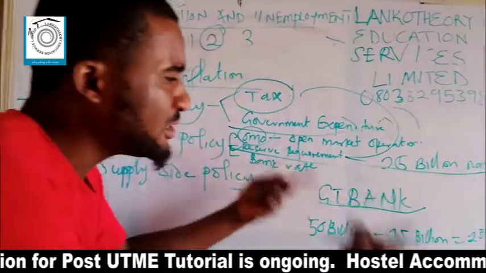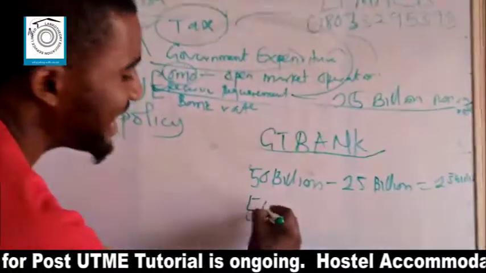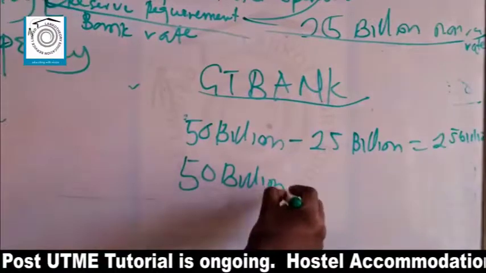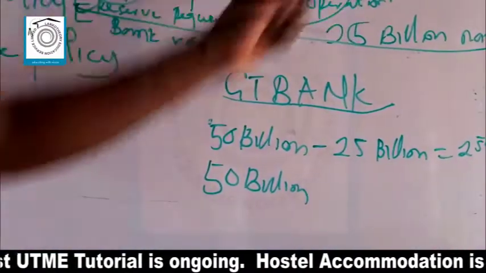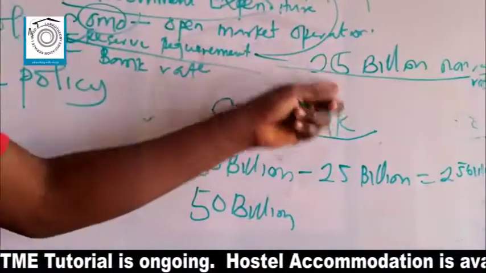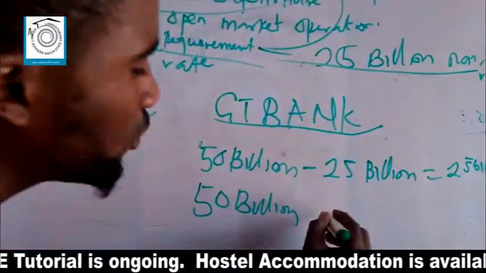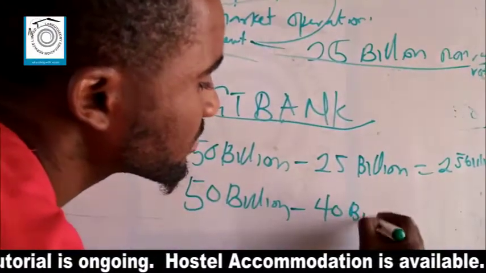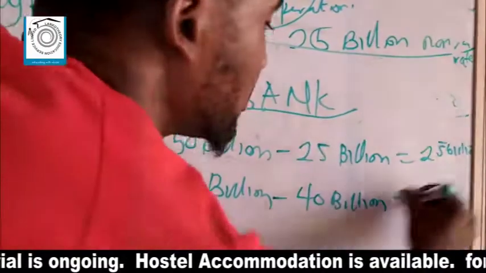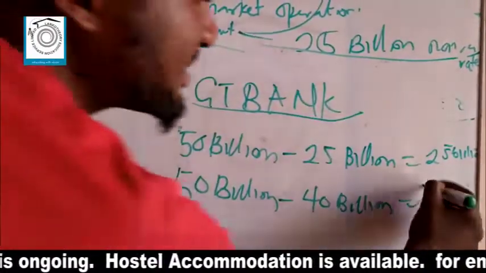Let's now take for instance again that GT Bank has 50 billion, but the government of the country decided to increase the minimum reserve requirement from 25 billion to 40 billion. What will be left with GT Bank is 10 billion.